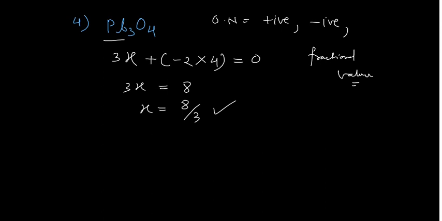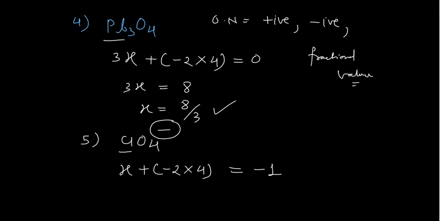Say for example, you have been given problem number 5. You have been given chlorate ClO4 negative, and you have to calculate the oxidation state of the chlorine. So you can write x for this one, minus 2 charge on the oxygen, and oxygen is present 4 times, and here you will write minus 1. Why? Because a minus 1 charge is there. So in that case, x would be equal to minus 1 plus 8, that will give you 7. So the oxidation state of chlorine is plus 7.